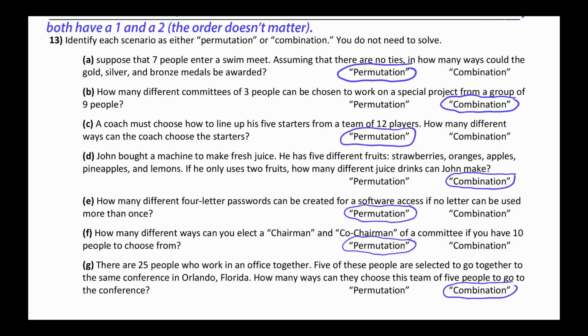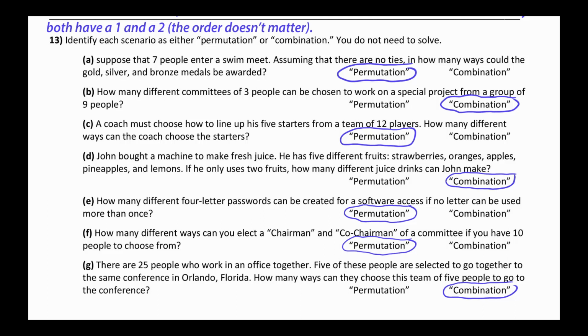D, John bought a machine to make fresh juice. He has 5 different fruits: strawberries, oranges, apples, pineapples, and lemons. If he only uses 2 fruits, how many different juice drinks can John make? This is a combination. It doesn't matter what order he puts those 2 fruits in, he will get the same drink in the end.